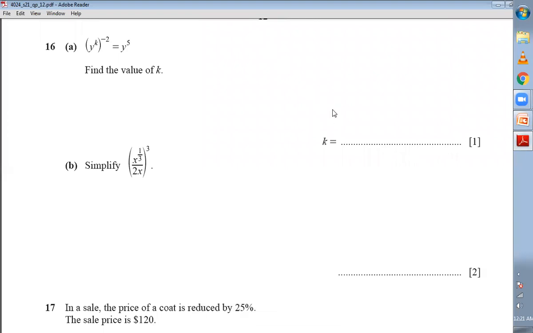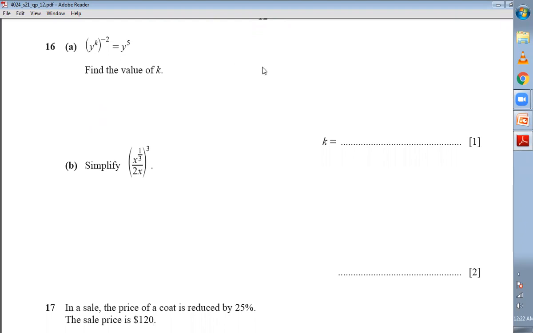It says y raised to power k, the whole thing raised to power minus 2, is equal to y raised to power 5. They want you to find the value of k. The power of the power will multiply. So you will have y raised to power minus 2k equals y raised to power 5. Because they are equal and their bases are same, their powers can be compared. So minus 2k will be equal to 5.